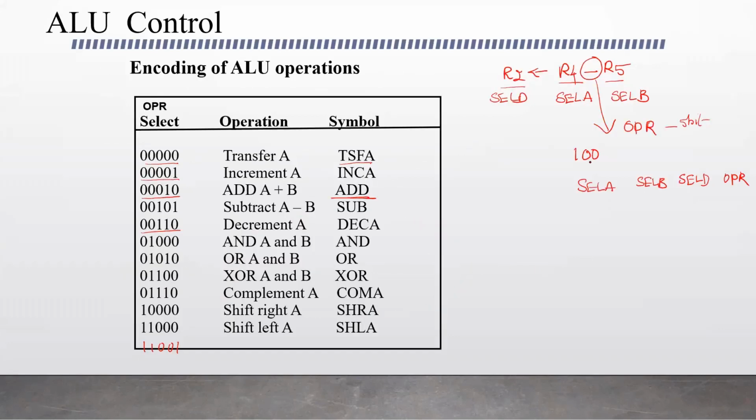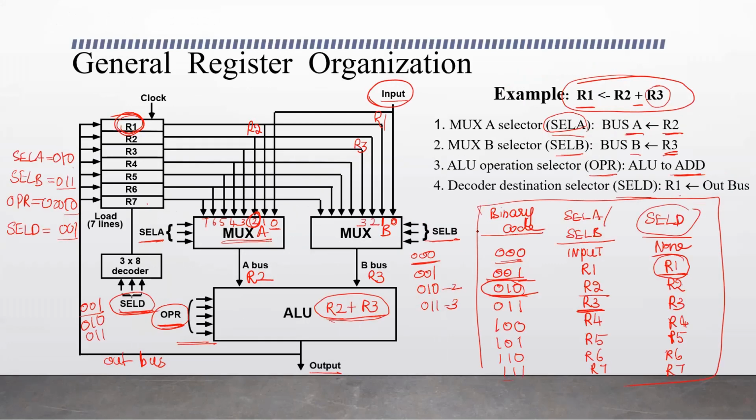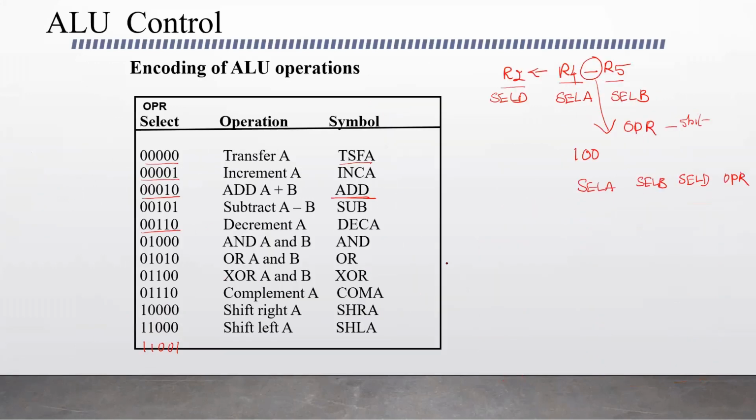So selection A is 100 because the register needs to be selected as R4 here. The multiplexer input 4 needs to be selected. This is R4. And the multiplexer B needs to select R5, the fifth input, that is R5. So for selecting the fifth input, selection B needs to be 101, correct? And the destination register is R2 here. For selecting R2, SELD needs to be 0, 1, 0, which is 2.